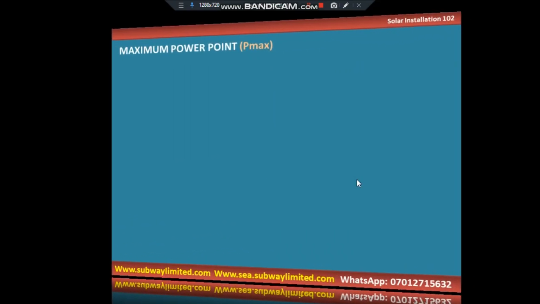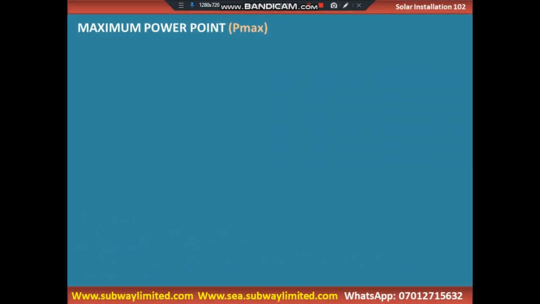Let's take a look at this other module. In this module, we are going to talk about the maximum power points that we have on the IV curve. And we already said that when we are talking about the maximum power points, the maximum power points will always be gotten when you have the voltage at maximum power and when you have a current at maximum power.